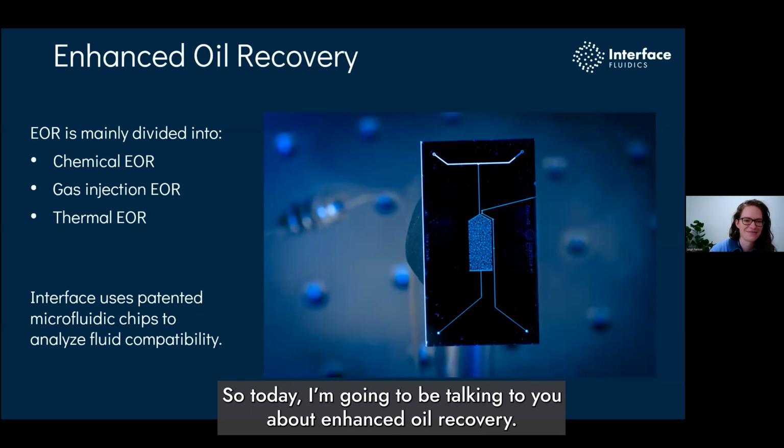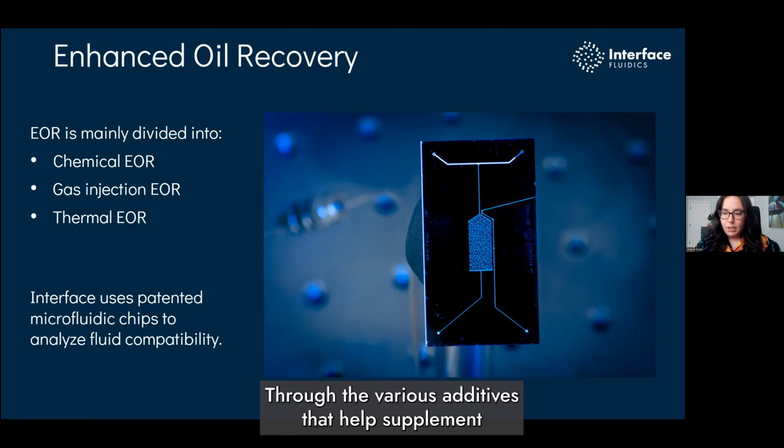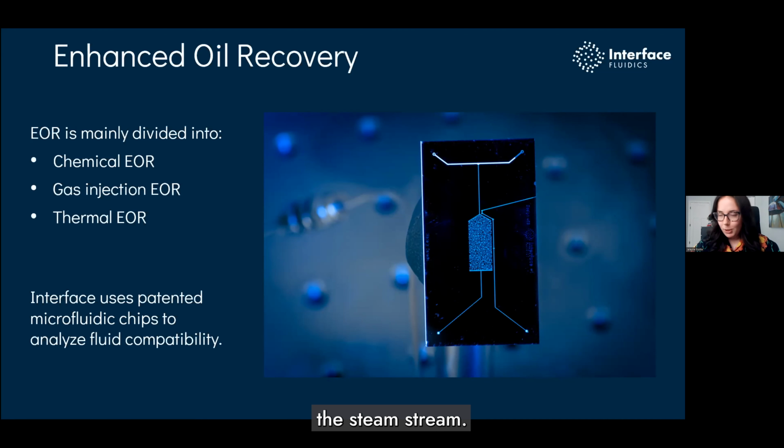Interface uses microfluidic technology that can help operators by screening different polymers, surfactants, CO2 foams, and other fluids that can assist in enhanced oil recovery. For gas injection, measurement of minimum miscibility pressure, or MMP, of various injected gas compositions and oils is a popular service that we offer. We also help quantify the performance of foaming agents, as well as looking at polymers, surfactants, nanofluids, amongst others. SAGD is a form of thermal EOR that we also help screen for through the various additives that help supplement the steam stream.